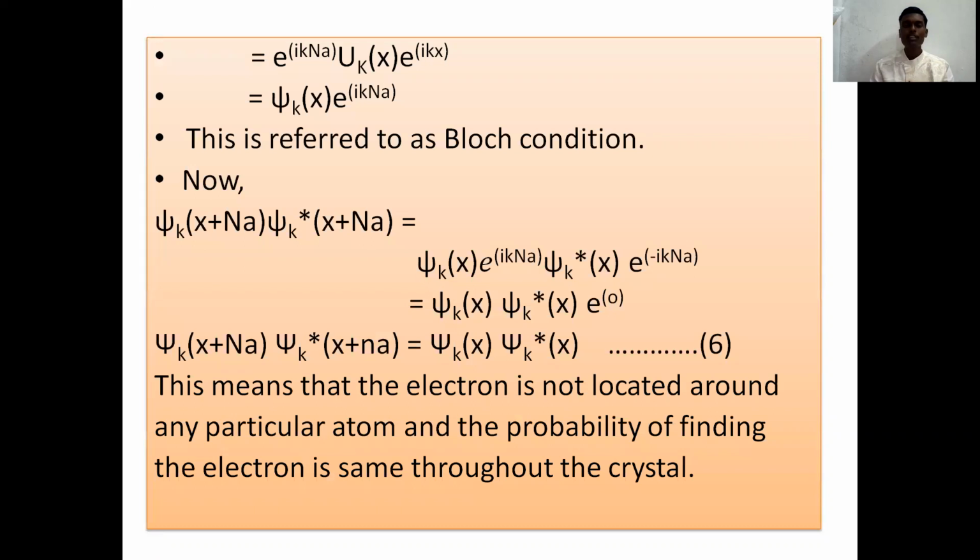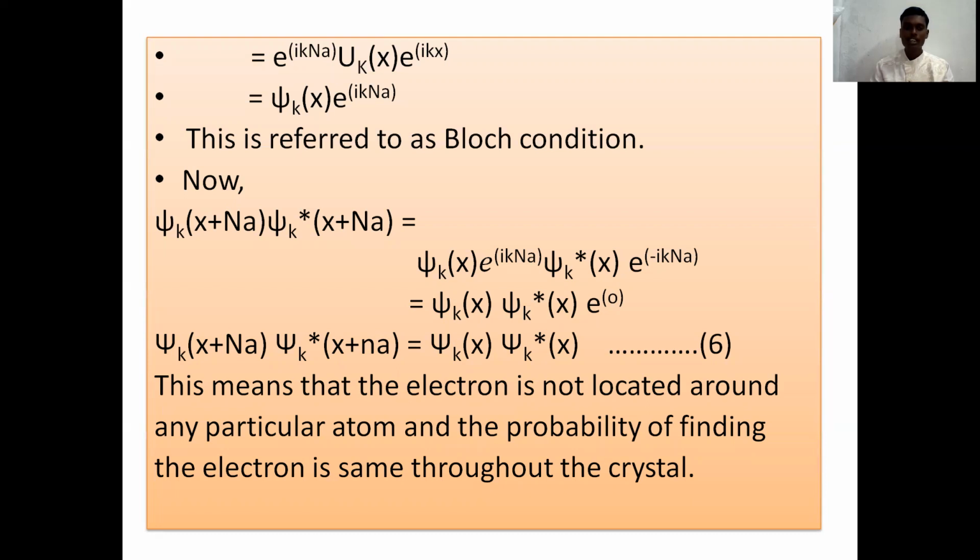Now, from the combination of equations 3 and 4, we get e power ikNa, u k of x, e power ikx, which is further defined as psi k of x and e power ikNa. This is referred to as Bloch's condition, and we have seen the Bloch function and the Bloch condition. Now we are deriving the exact Bloch's theorem.